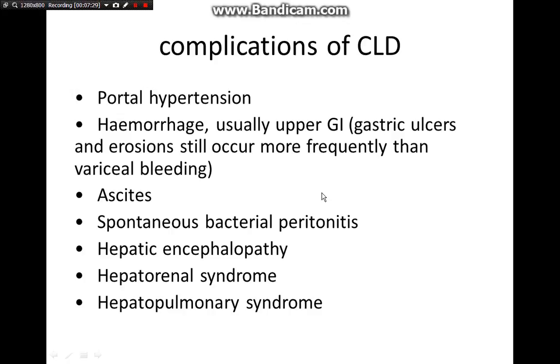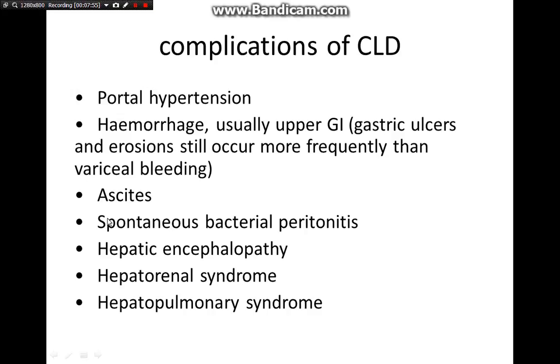Complications of chronic liver disease include portal hypertension and also hemorrhage, but you have to remember that when hemorrhage comes with chronic liver disease, we think about variceal bleeding, but that is not true. Variceal bleeding is not the most common; the most common is gastric ulcer and erosion, even in chronic liver disease.